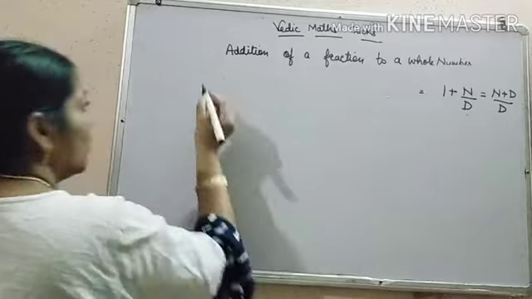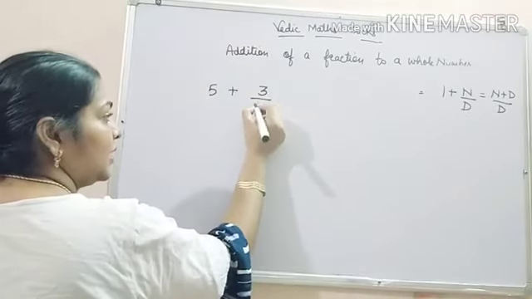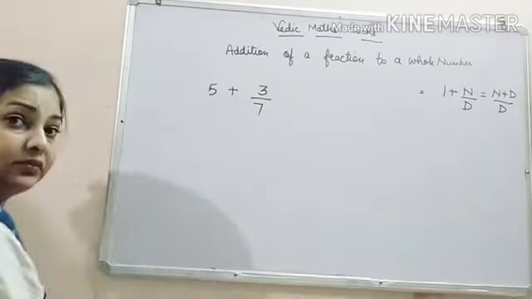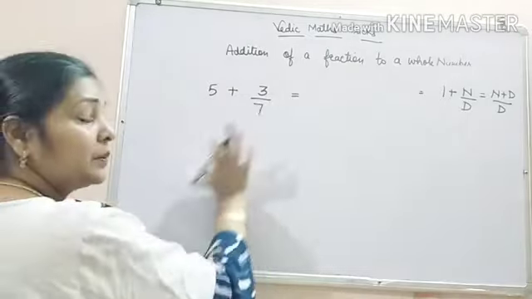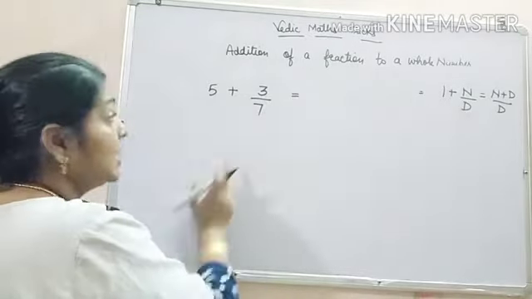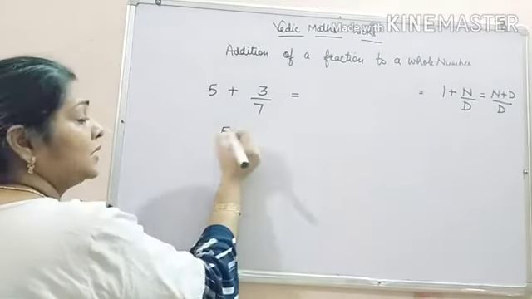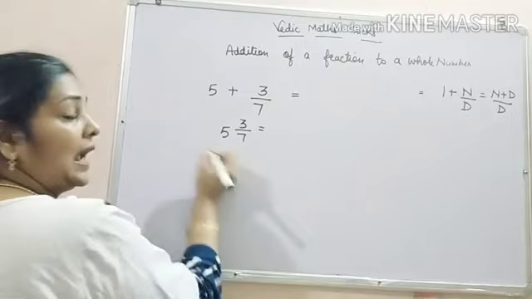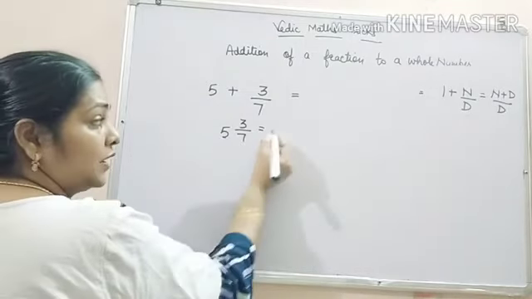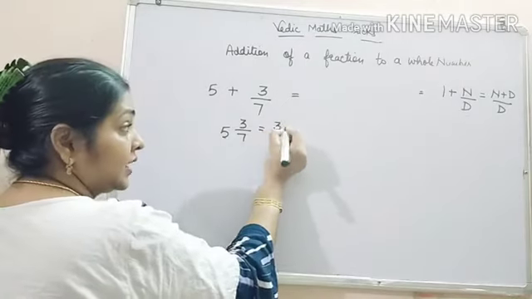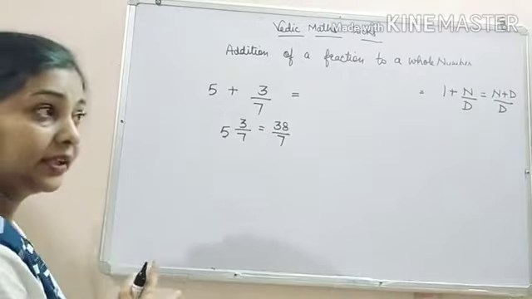Suppose I take a whole number 5 and here we have to add 3 upon 7 to it. Now what will you do? The mixed fraction will remain the same, 5 3 by 7. But you have to do the addition. One way is that you write the mixed fraction 5 3 by 7 and convert it into an improper fraction. 7 5s are 35, 35 plus 3, 38 by 7. One method is this. But what is another method?